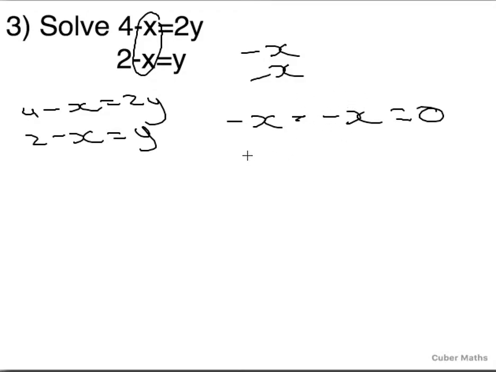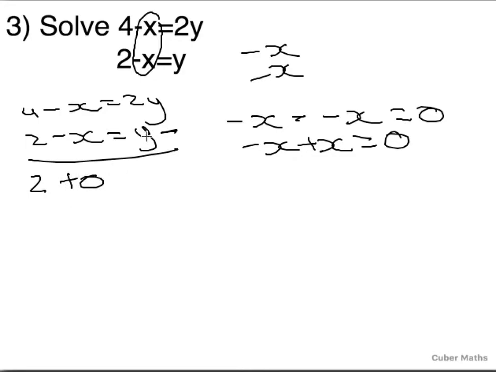So what we're saying here is that we've got minus x plus x, which is going to give us our 0. So when we have a negative sign on both of the x's, we're going to need to take one away from the other. So if we do 4 take away 2, that's going to give us 2. Minus x take away minus x, as we said here, that's going to give us plus 0. 2y take away y, that's going to give us y. So that says that 2 is equal to y.